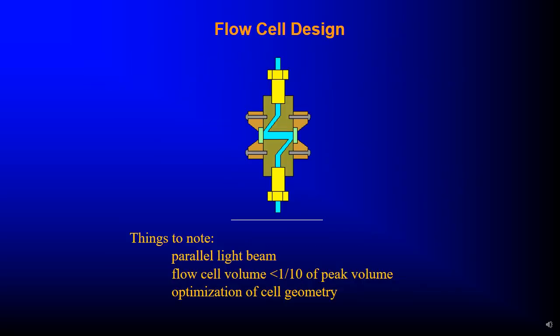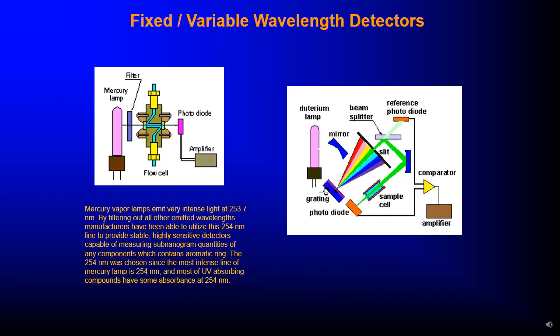So flow cell design, this is just the design of the flow cell. Things to note: parallel light beam, flow cell volume, and optimization of cell geometry. So you can be able to see all that.